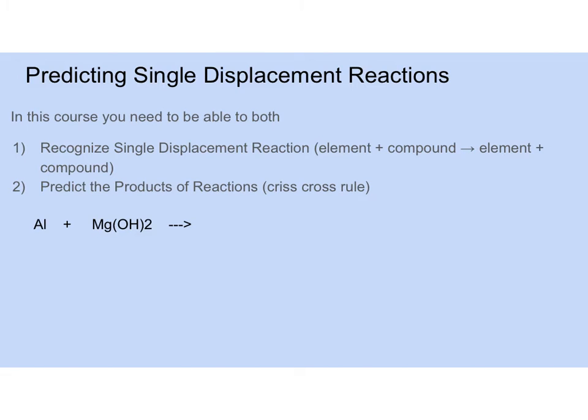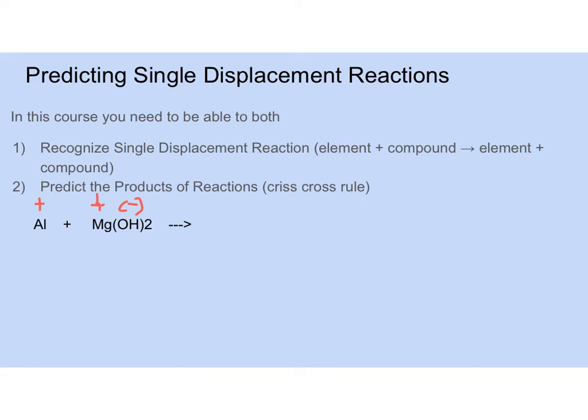So let's take a look at a couple examples here. I'm doing it by hand here. So in my example, I've got aluminum. So there's my element. It's going to react with my ionic compound, magnesium hydroxide. Now again, like I mentioned before, it's a good idea to put the positives and negatives. So aluminum's positive, magnesium's positive, and the OH is negative.